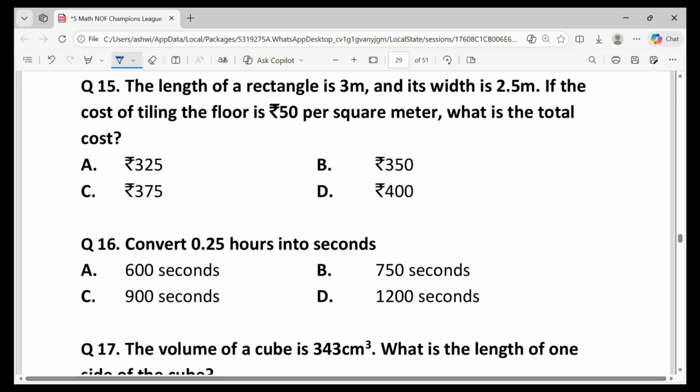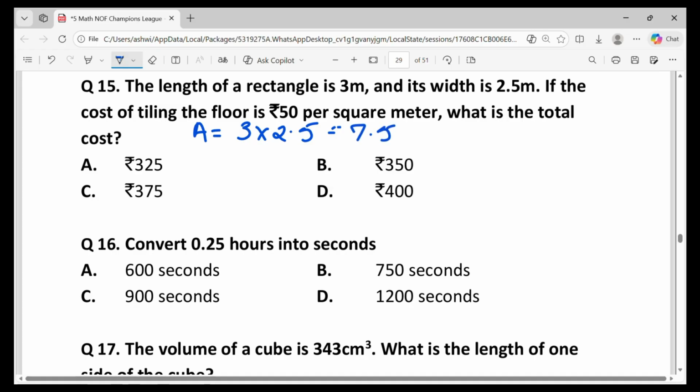Question 15. The length of a rectangle is 3 meters and its width is 2.5 meters. What is the cost of tiling the floor if it is rupees 50 per square meter? What is the total cost? Area of a rectangle is calculated as length multiplied by width. So area will be equal to 3 into 2.5. That is equal to 7.5.